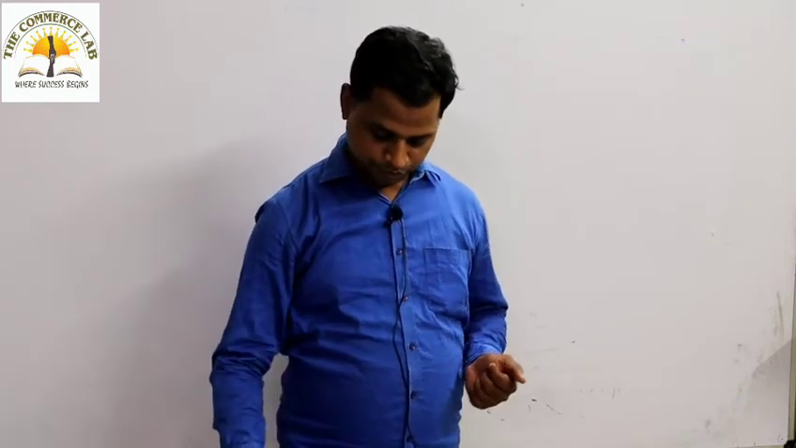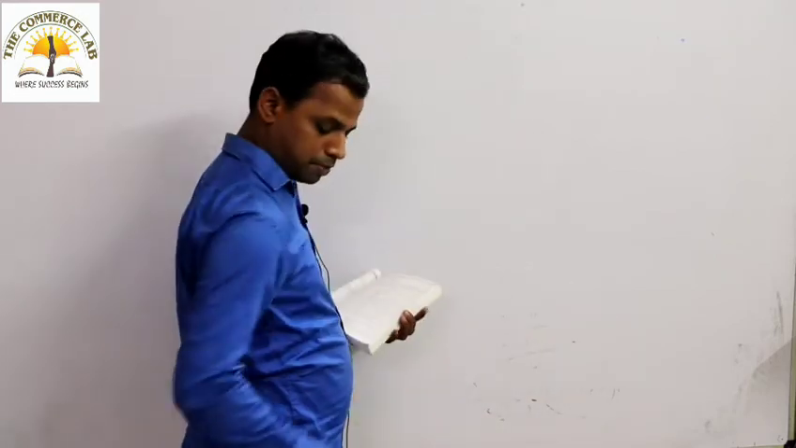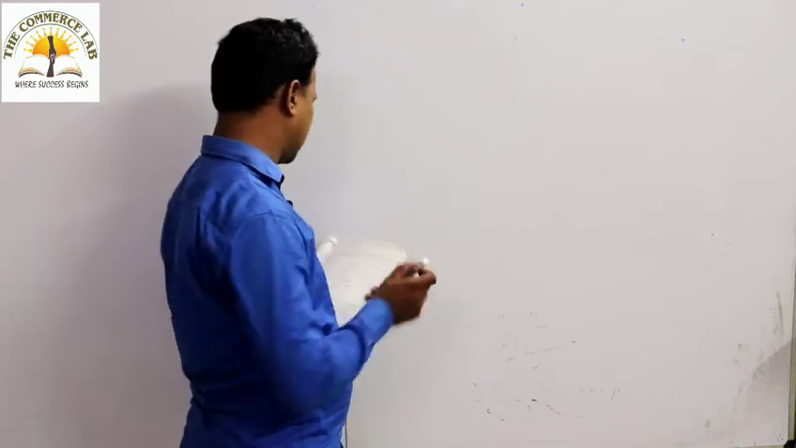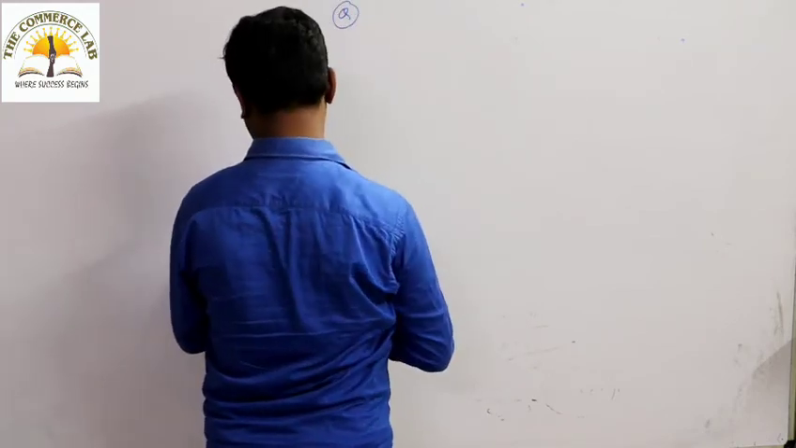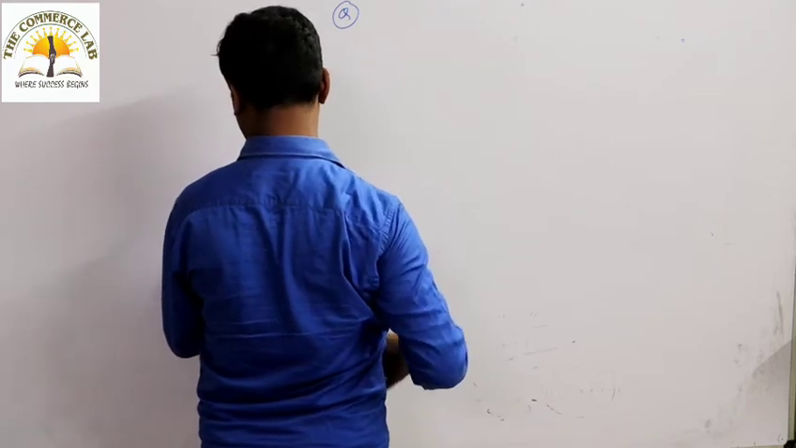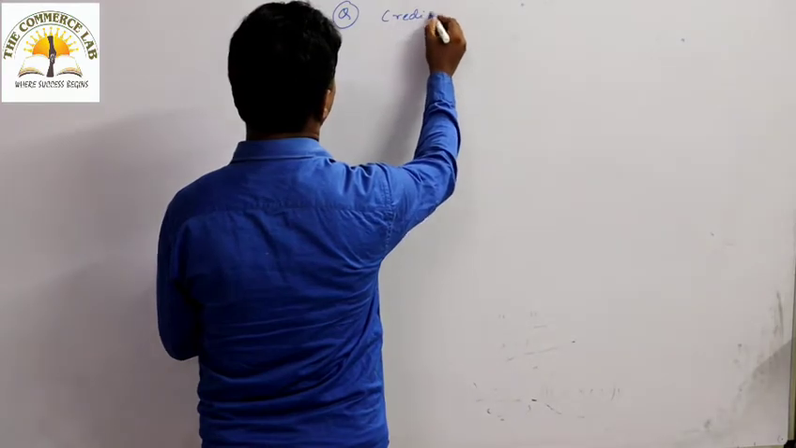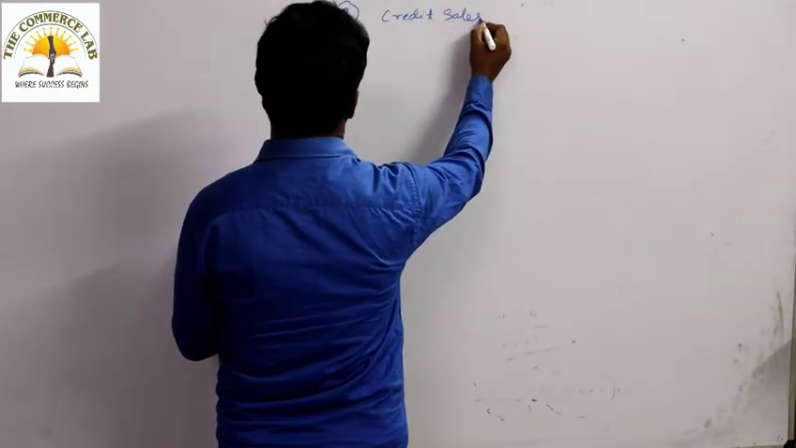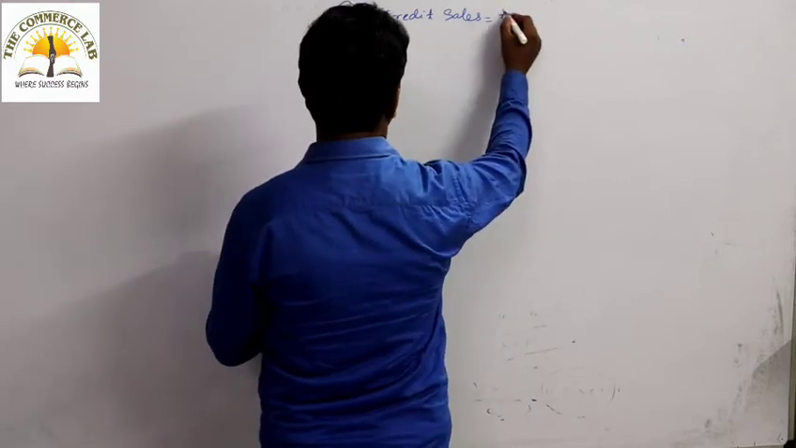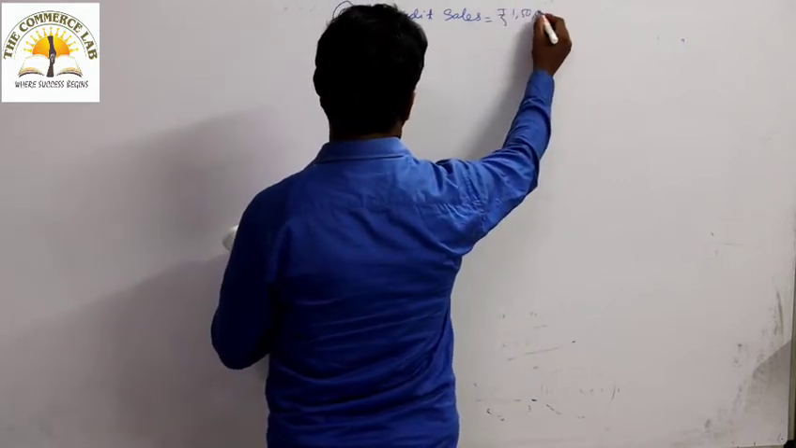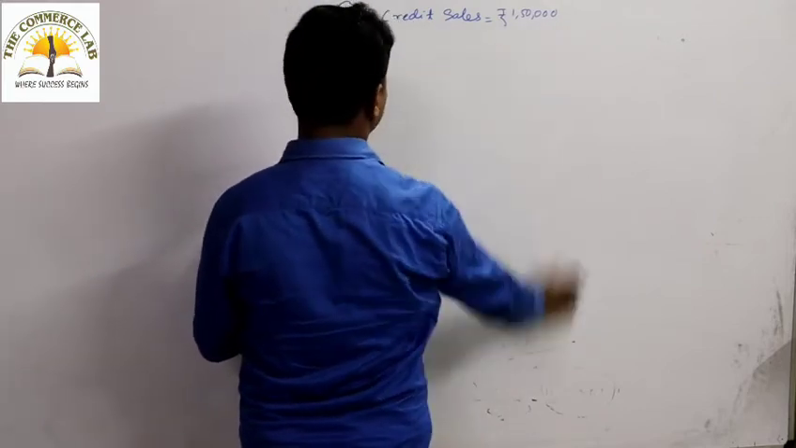Now again we have to solve another problem for a better understanding. So what is given in the question? Credit sales is given. We want that we should do more number of problems so that we have better clarity about this particular financial statement analysis and reporting.